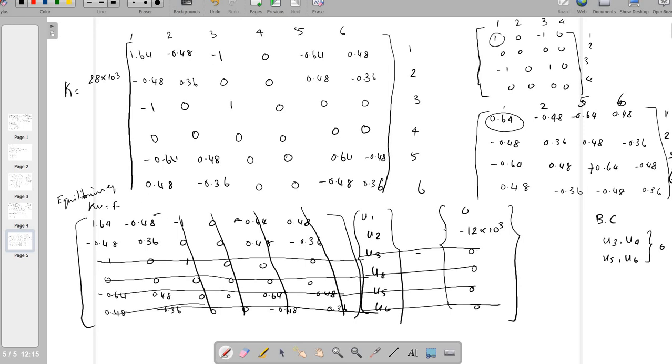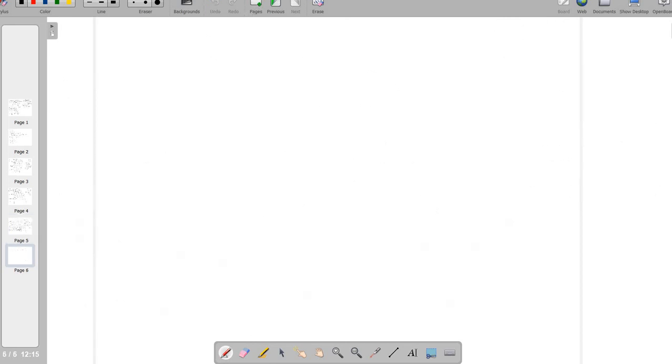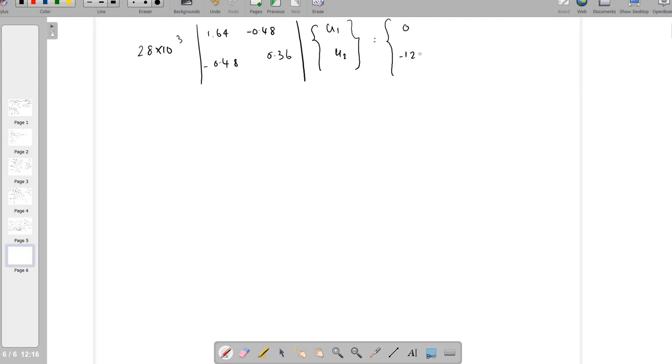So I am going to consider only this 2 by 2 matrix with the unknowns U1, U2 and the force components 0 and minus 12 into 10 power 3. So on the next page I am going to write the consolidated matrix. So it is 1.64, minus 0.48, minus 0.48, 0.36, times u1, u2, which is equal to 0 and minus 12 into 10 power 3.